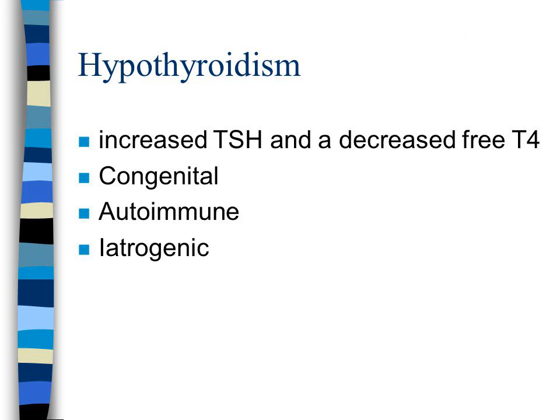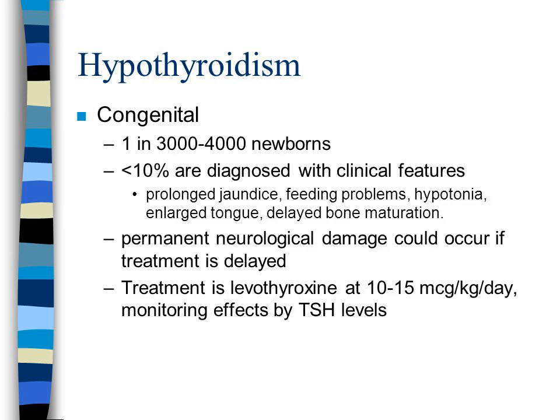Autoimmune. Iatrogenic. Hypothyroidism, congenital: 1 in 3,000 to 4,000 newborns. Less than 10% are diagnosed with clinical features. Prolonged jaundice, feeding problems, hypertonia, enlarged tongue, delayed bone maturation. Permanent neurological damage could occur if treatment is delayed.